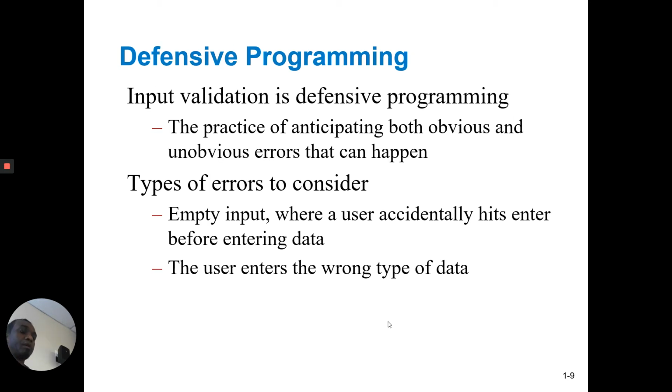So input validation is defensive programming, the practice of anticipating both obvious and unobvious errors that can happen. Types of error to consider: empty input, meaning somebody presses enter before they put anything in, where a user accidentally hits enter before they enter data. Another is the user enters the wrong type of data, which you expect. For example, you're expecting an email and they put in a phone number, so that's not good.